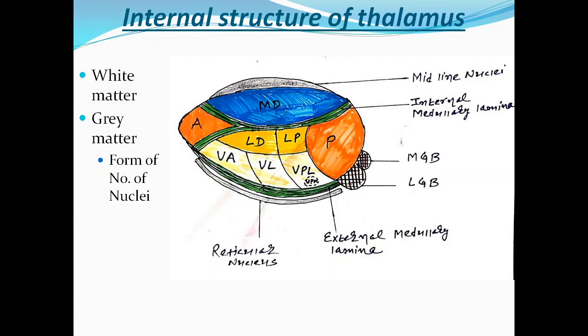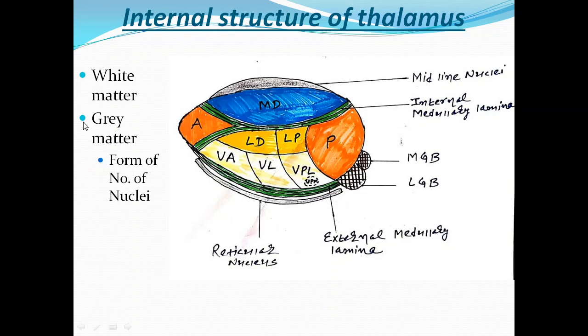The third component of the white matter is within the thalamus, where there is a Y-shaped band of white matter known as the internal medullary lamina. So the white matter of the thalamus comprises: number 1, along the lateral surface, the external medullary lamina; number 2, within the thalamus, the internal medullary lamina; and number 3, along the superior surface, the stratum zonale.